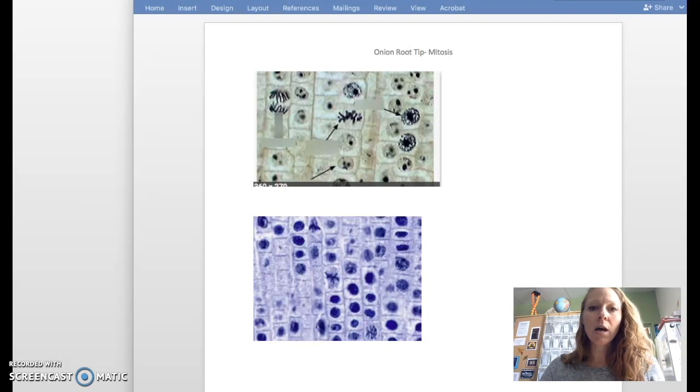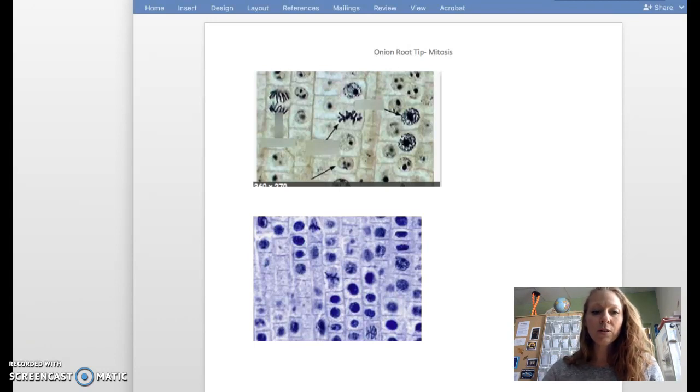So we're going to be doing an onion root tip mitosis lab. We are examining onion root tips under the microscope. And we are looking at a slide, a moment in time of an onion root tip. And we're looking at an onion root tip because a root tip is going to be doing lots of mitosis or lots of cell division because it's growing. And so therefore we're going to see lots of stages of growth in each of the different cells.